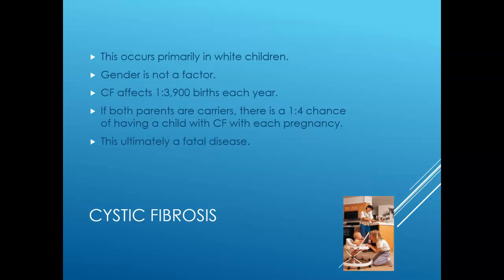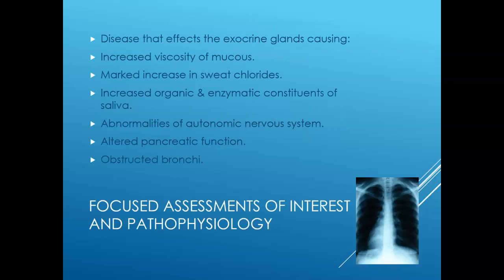It's ultimately a fatal disease. The life expectancy is now about 37 years. It used to be into the teens. So we've actually prolonged lives. And we have seen people live even longer, some living even into their 60s. But for the most part, on average, it's about 37 years. 40% of people with CF in the U.S. are 18 years or older. So we are seeing their lives being lengthened.